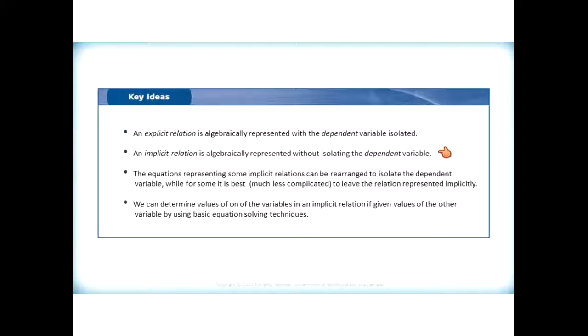And we can determine values of the variables in an implicit relation if given values of the other variable, if we just use some basic equation solving techniques, like the quadratics that we saw. Okay? So that's a bit of a rundown about what implicit functions or implicit relations are versus explicit functions. And in our next couple of sessions, we'll talk about how we deal with the calculus of them.